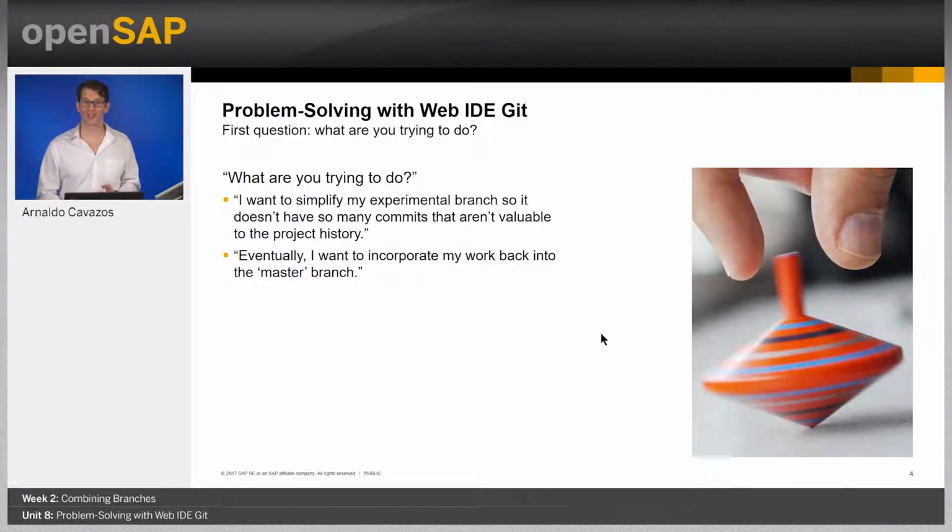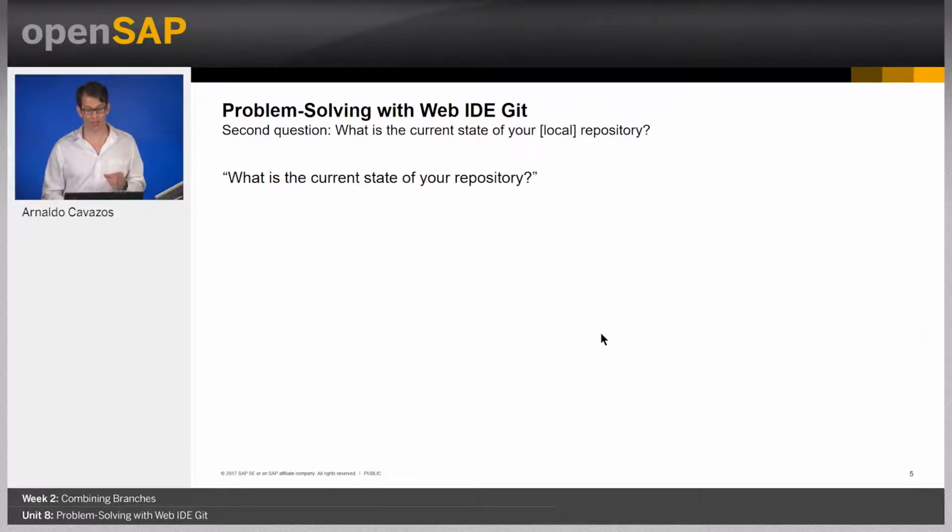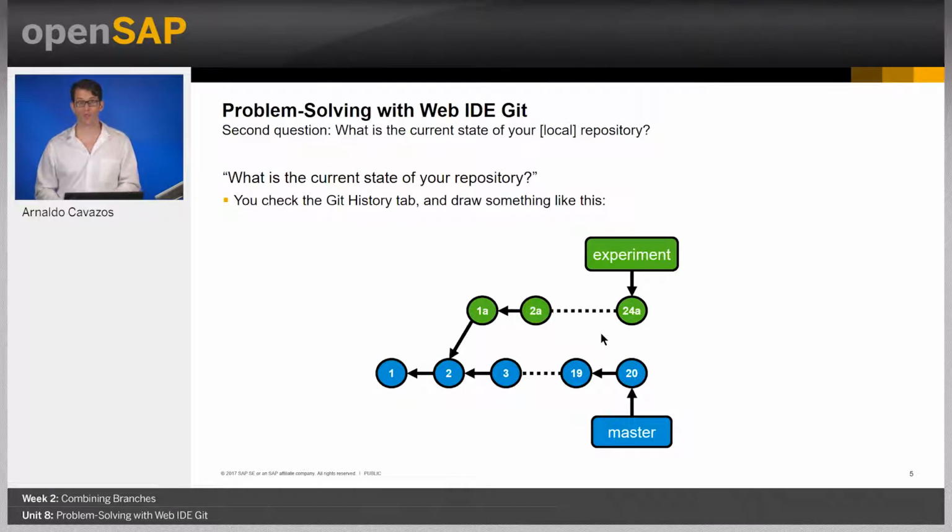The first thing you should do is ask, what are you trying to do? He says, well, I'm trying to simplify my experimental branch so it doesn't have so many commits that aren't valuable to the project history, and after that I want to incorporate my work back into the master branch. What next? You now ask, what's the current state of your repository? Then you sit down with him and use the Git history tab to figure it out. Once you draw it out, it looks like this. You have many commits on the master branch and a couple dozen commits on the experiment branch.